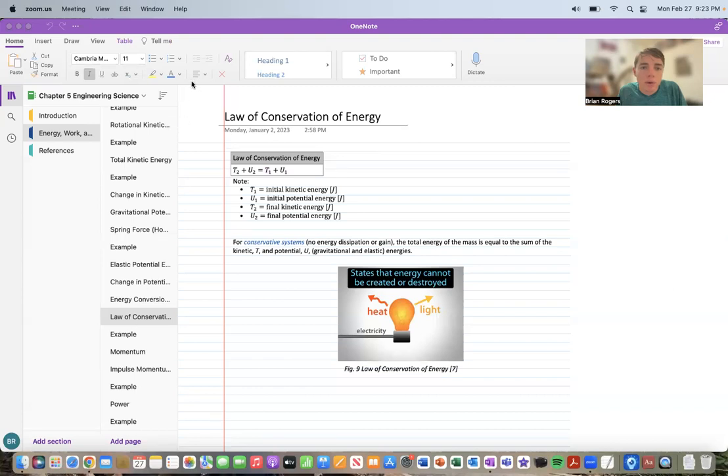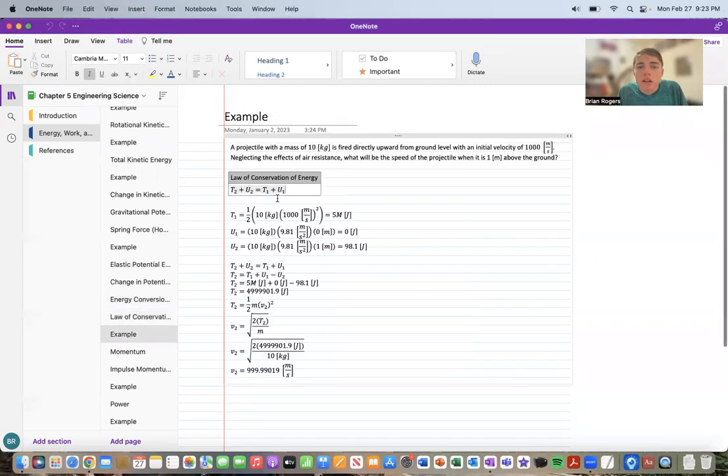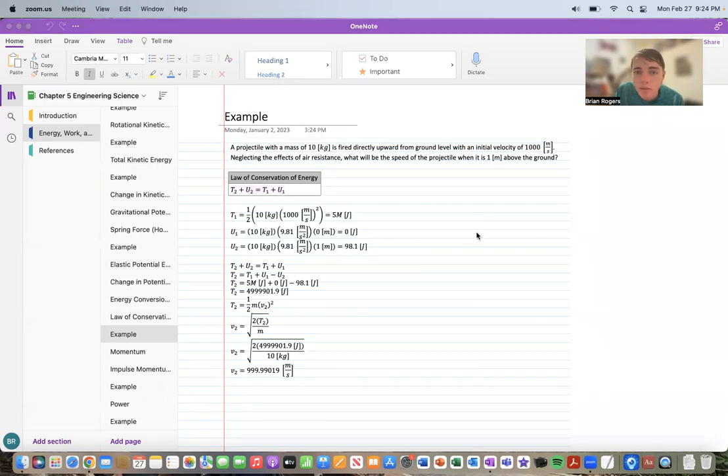Okay, now we're going to look at an example using the law of conservation of energy. So here, a projectile with a mass of 10 kilograms is fired directly upward from ground level with an initial velocity of 1,000 meters per second. Neglecting the effects of air resistance, what will be the speed of the projectile when it's 1 meter above the ground? So using the law of conservation of energy, what we're going to notice is basically our projectile we have.